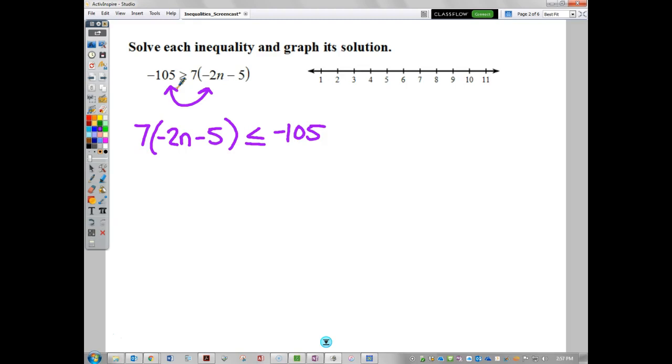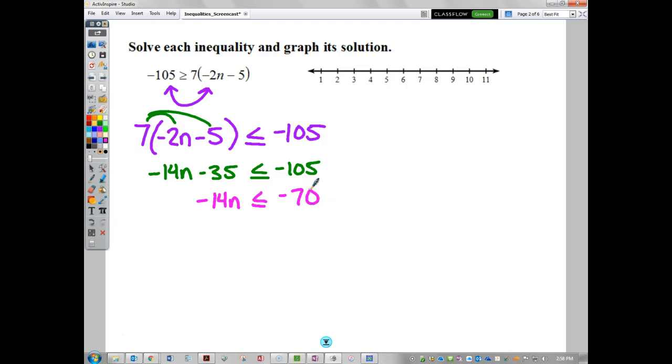So let's go ahead and distribute this 7. 7 times negative 2n is negative 14n. 7 times negative 5 is negative 35, less than or equal to negative 105. Alright, you want to combine your like terms now. So I'm going to add 35 to both sides. That gives me negative 14n is less than or equal to negative 70.